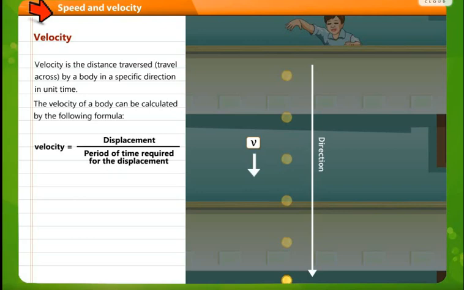I hope I am clear with the concept of distance, displacement, speed and velocity.